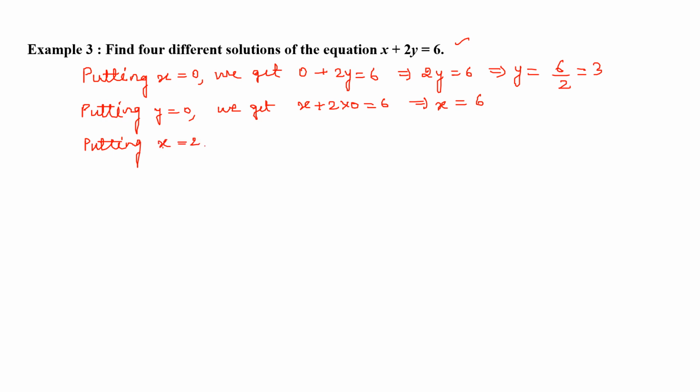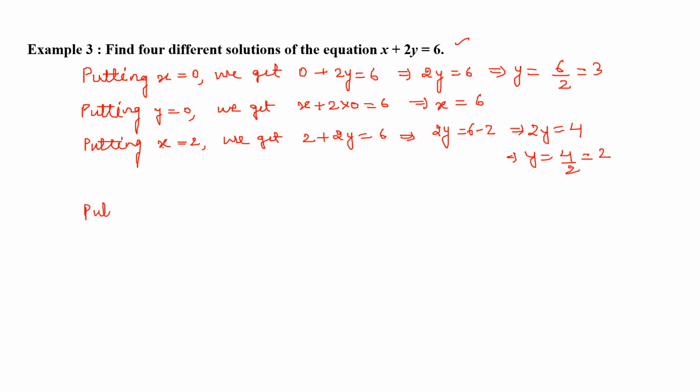So let me put x as 2. So I will get 2 plus 2y equal to 6. Now I'm transposing 2 from LHS to RHS. So it will be 6 minus 2. So 2y will give me 4. So the value of y is 4 by 2, which is 2. Now next one more value I will find. Here I am going to put x as 4. So putting x equal to 4, we get 4 plus 2y equal to 6.